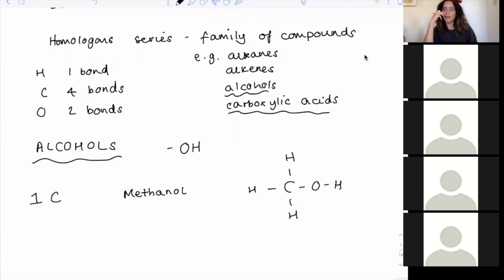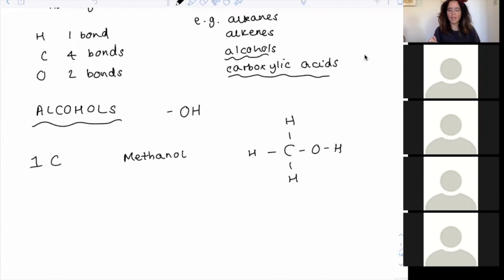And so here we have our displayed formula, which is drawn like this. We can see the OH functional group. And it's actually better to use the displayed formula when you look at alcohols. If you start writing out molecular formula, it becomes quite difficult to understand which homologous series we're looking at.